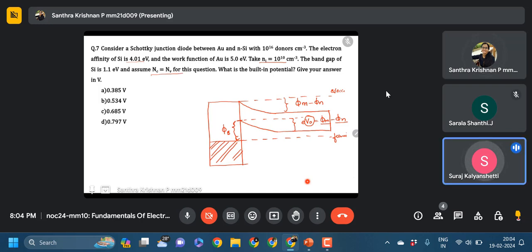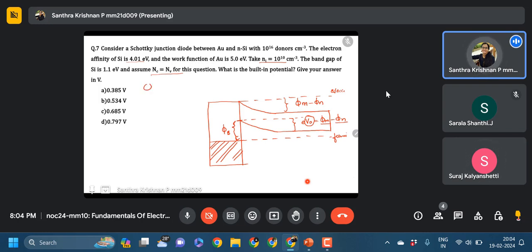So Nc is equal to Nv, then you can directly use that the Fermi level is Eg divided by 2, right? Your Fermi level in the intrinsic case is that. But here the thing that we want is phi n, right? So phi n is basically Ec minus EFN.